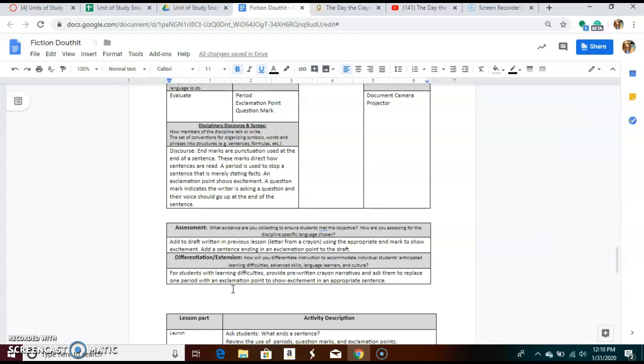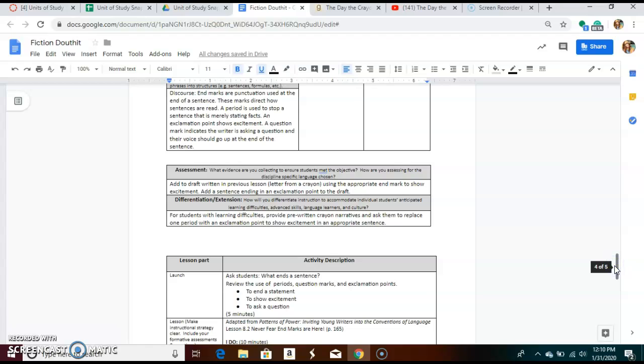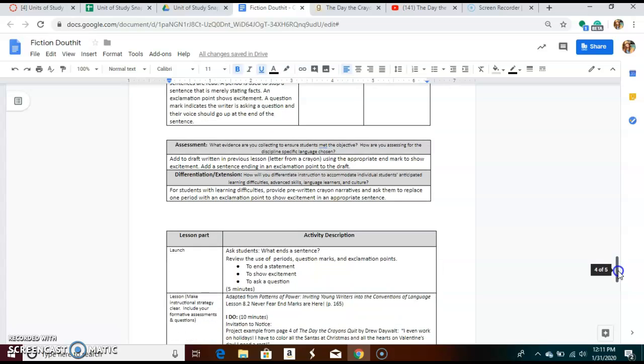written in the previous lesson a sentence that ends in an exclamation point. For students that may not be able to do this, again, I'm going to provide them a pre-written narrative and ask them to change one period that should be an exclamation point. I would make it obvious that excitement would be in that spot.